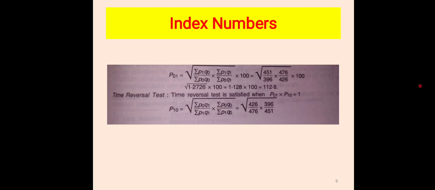So we can calculate P10 as the root of summation of P0 Q1 by summation of P1 Q1 into summation of P0 Q0 by summation of P1 Q0, which is the root of 426 by 476 into 396 by 451. P01 is the Fisher's ideal index, and P10 is for the time reversal test. So P01 into P10 is the root of 451 by 396 into 476 by 426 into 426 by 476 into 396 by 451, which is equal to the root of 1, equal to 1. Hence the time reversal test is satisfied.